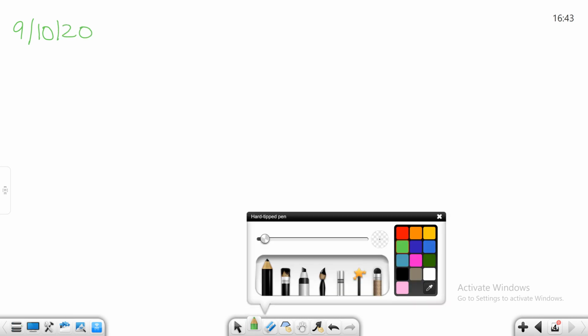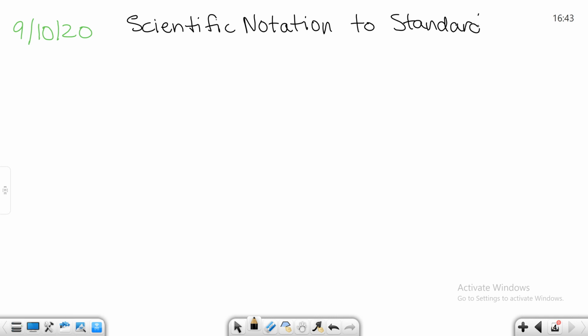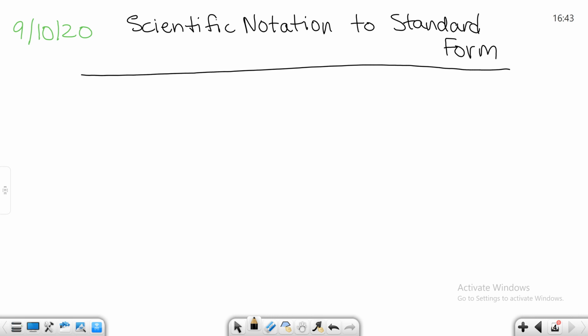Right, so we're going to continue with scientific notation today. Today is Thursday, September 10th. And we are going to go on to continue with scientific notation, and we're going to try to change that back into standard notation. Okay, so there is your title.